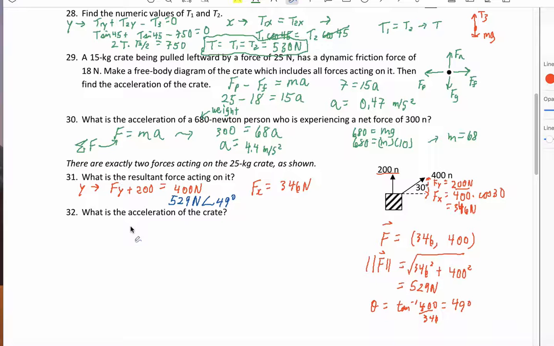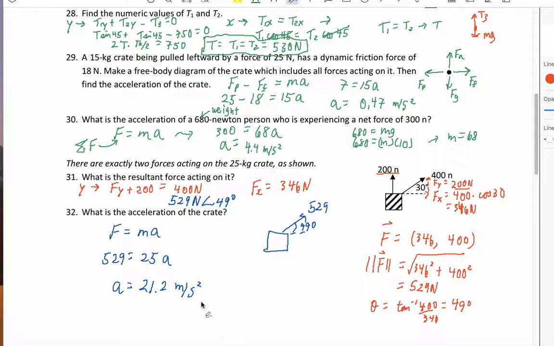And we want to know the acceleration of the crate, so that is going to be F equals ma. In this case, I'm going to get the acceleration being at an angle. Let's be clear. What we're basically saying is that the net force is 529 and the angle is 49 degrees. So rather than getting acceleration components, I'm going to get the acceleration as being at an angle. So I can take 529 equals 25 times a. 529 divided by 25 gives us an acceleration of 21.2 meters per second squared.